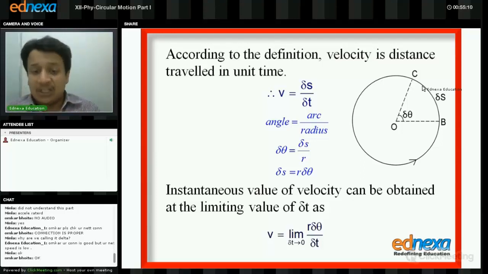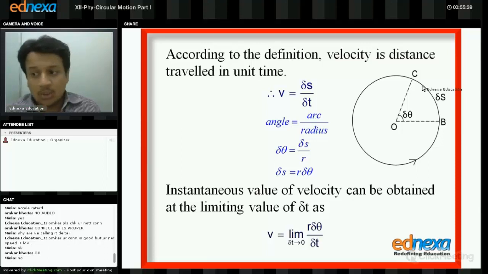But in the very limiting condition, it will become limit delta t tends to 0, r delta theta by delta t. The initial formula delta S upon delta t is not for the limiting condition. But in the limiting condition, limit delta t tends to 0, r delta theta upon delta t. What is r? R is the radius. Is the value of radius going to change? No. Is it right? Yes. So the value of r is not going to change.